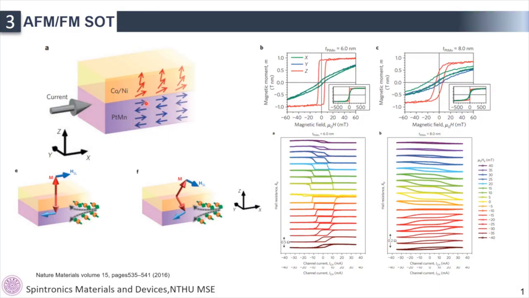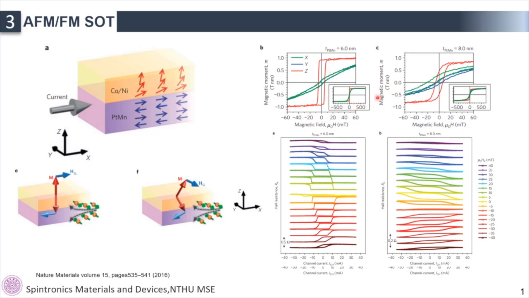I'm going to introduce an antiferromagnet-ferromagnet bilayer system. For the structure, a ferromagnetic cobalt-nickel multilayer is deposited on top of an antiferromagnetic platinum-manganese layer. We can see the M-H loops here, for the thickness of platinum manganese equal to 6 and 8 nanometers respectively.